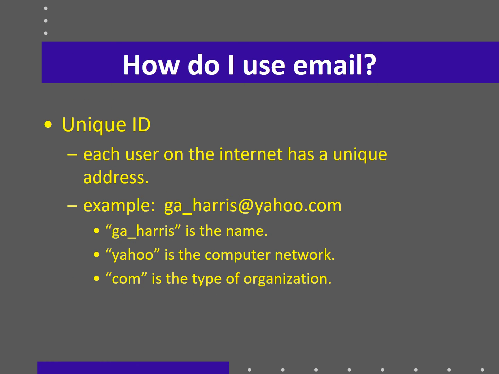Now let's see how we use email. To use email, we need a unique ID for every person or individual who wishes to use email. He or she needs to have a unique ID, which is known as a mail ID, and that mail ID is unique in nature. For example, we can have a mail ID GA underscore Harris at the rate yahoo.com, which means that this email ID is unique and cannot be used by another person. We have Gmail, Yahoo, Rediff, and other mail service providers which we can use for this mailing purpose.